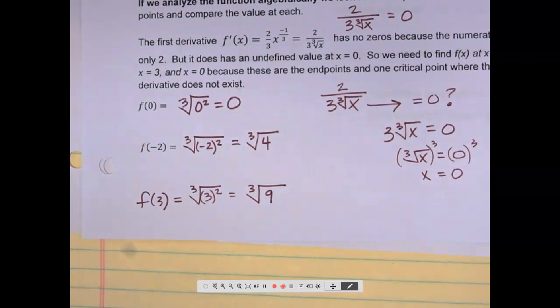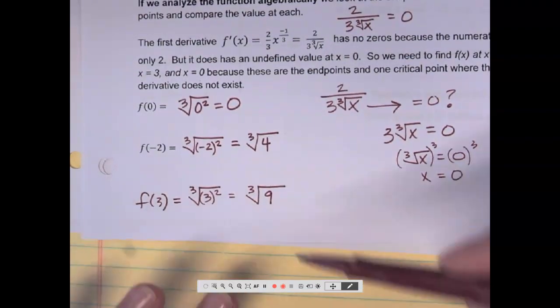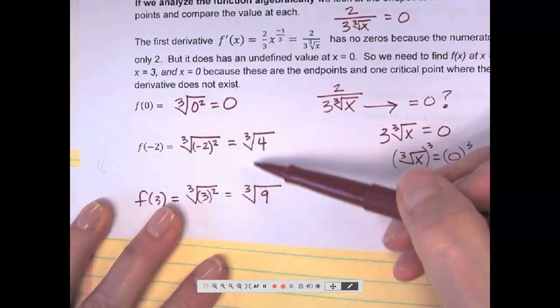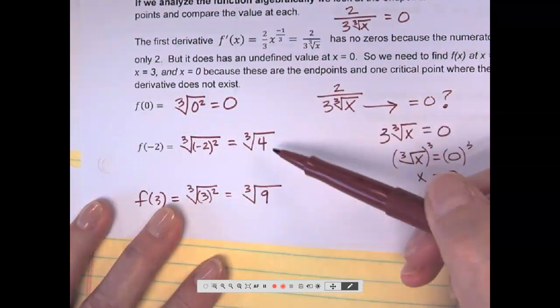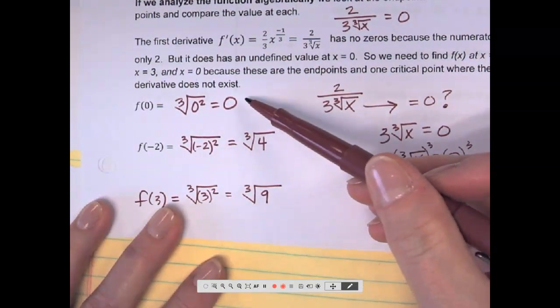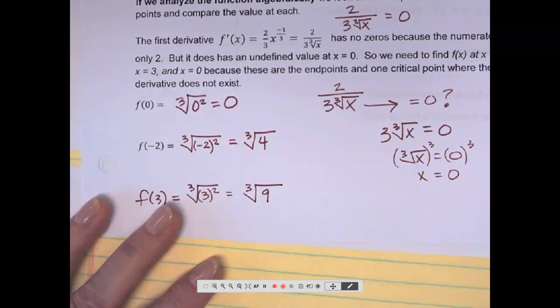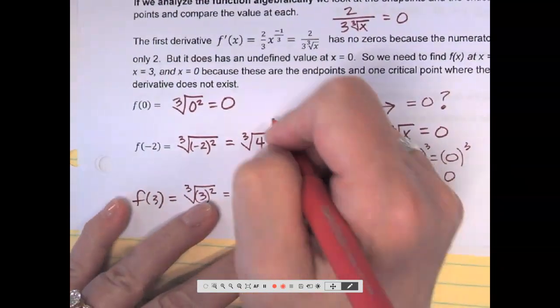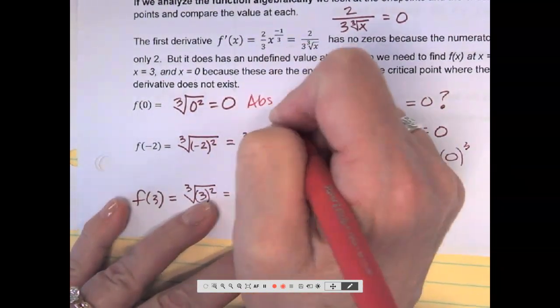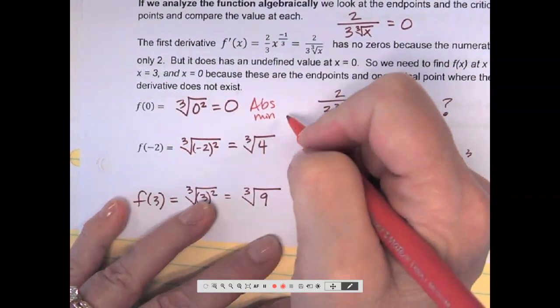Okay, so looking at this, where are my extreme values? All I'm going to do is look at these y coordinates. The absolute smallest of these is 0. So that tells me that I have an absolute minimum here at 0, 0.